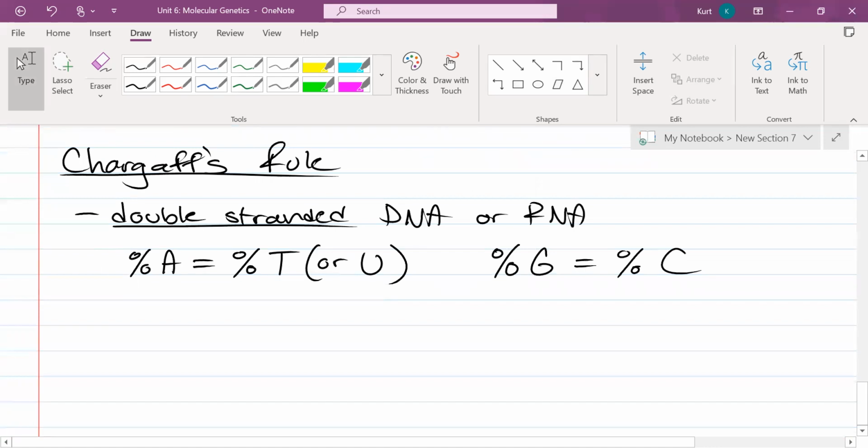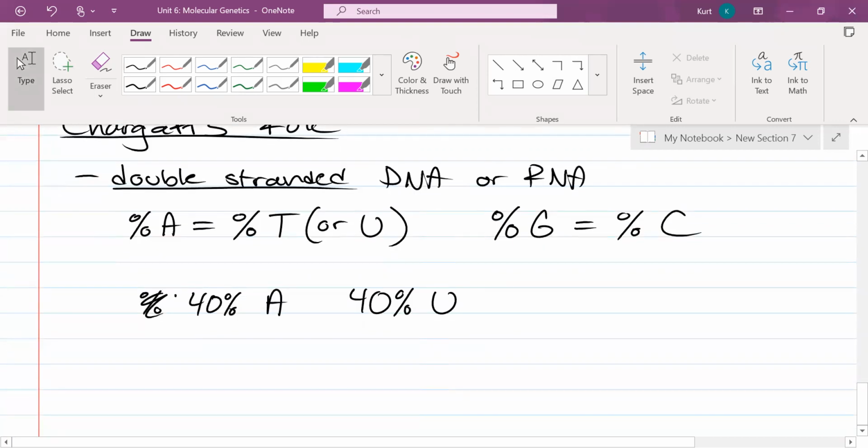So if you had RNA, this was the problem on, I think, the second mock exam. It said, which of the following is representative of double-stranded RNA? Here's how it should look. If I have 40% adenine, guys, and I have double-stranded RNA, what percent uracil should I have? 40% uracil. What's 40 plus 40? 80. So what percent is left? 20. Okay, so I have G and C. What percent of G and C should there be? 10% each. This tells you that the RNA is double-stranded.